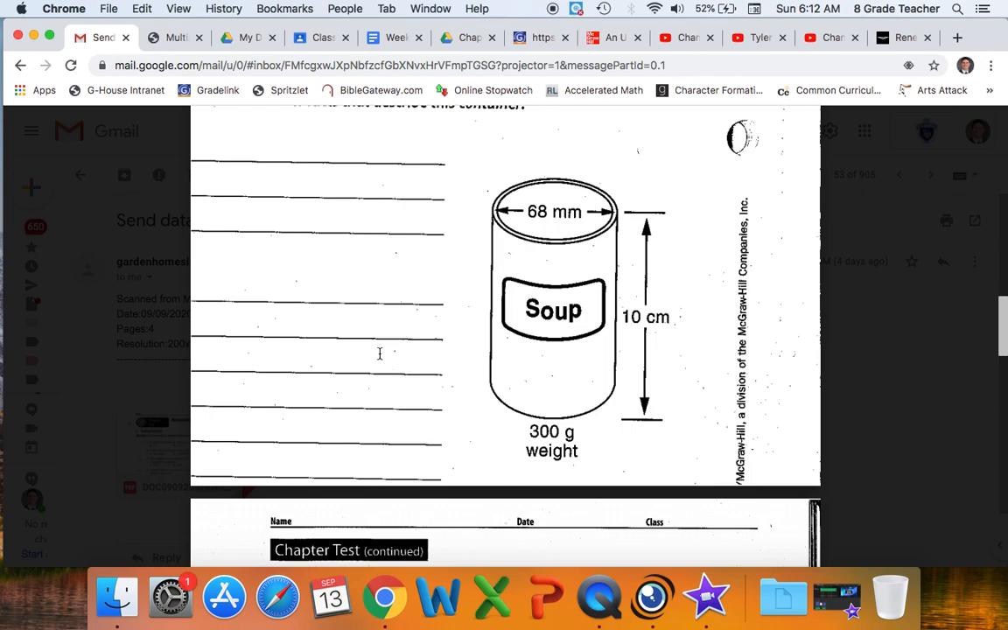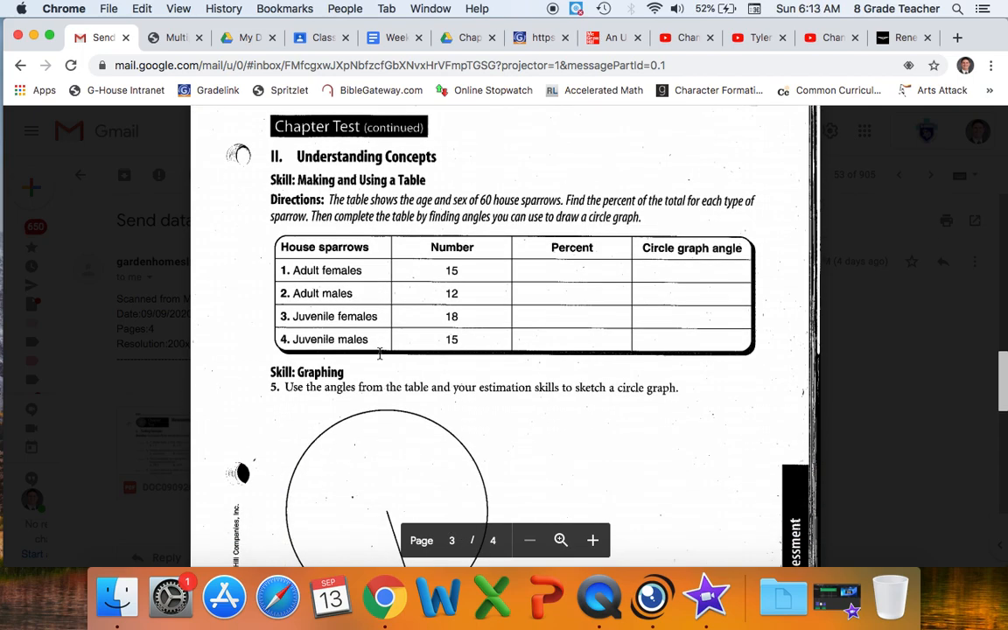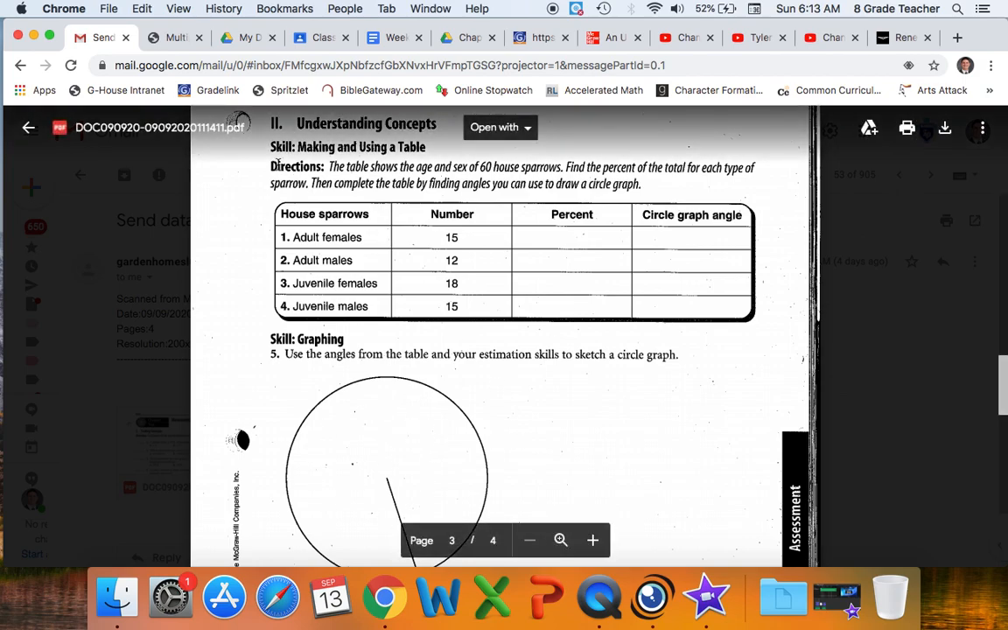I'm flipping the page into the next section, Understanding Concepts. Here we're following along, so be really, really careful. I wish I could write on the screen, but I won't be able to, but I will point with my arrow to the part where I'm asking you to write in these specific areas to then help you create what it's asking us to do. The directions say the table shows the age and sex of 60 house sparrows. Find the percent of the total of each of the sparrows. Then complete the table by finding angles you can use to draw a circle graph.